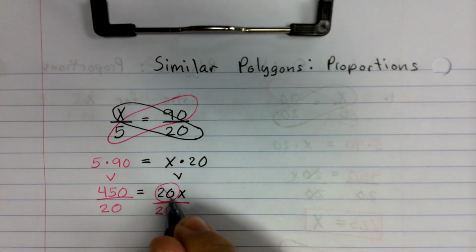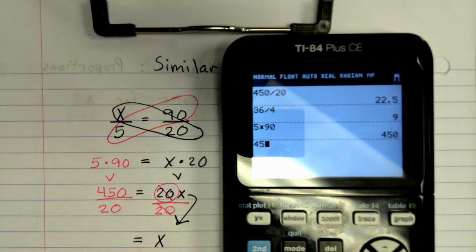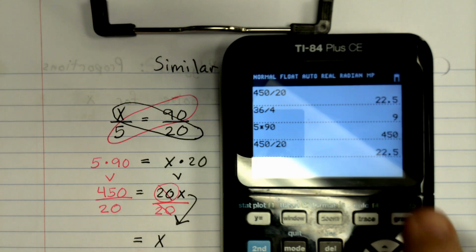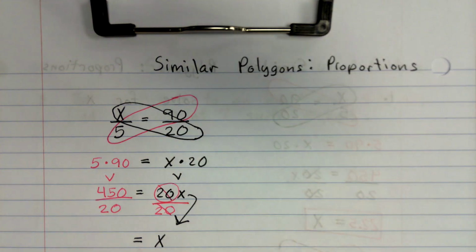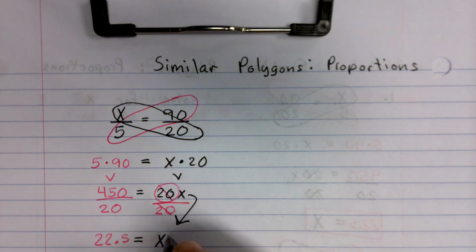Now 20 will go into 20 one time, so we like to say that these cancel, or they really just become 1, and that leaves us with just 1x. And then 450 divided by 20, I'm going to put that in my calculator, 450 divided by 20, notice it gives me 22.5. So this value becomes 22.5, and we are done. That is the answer to this equation.